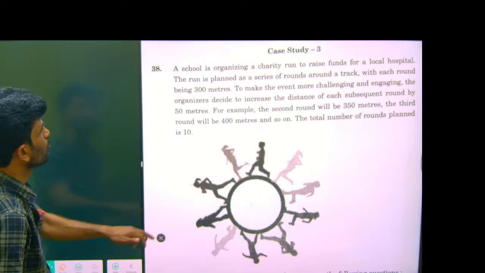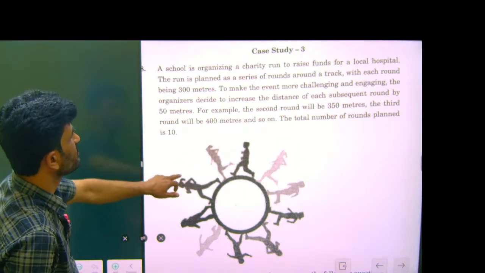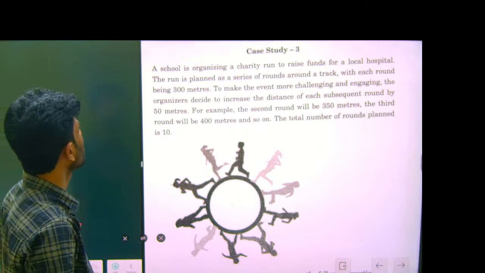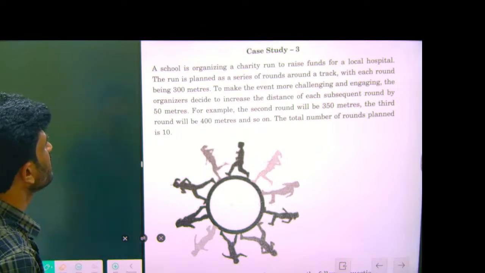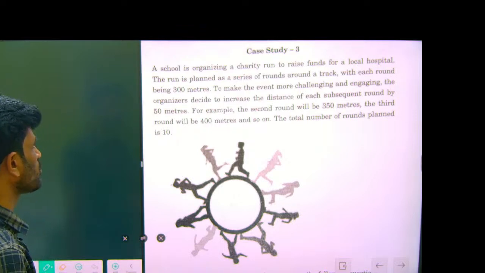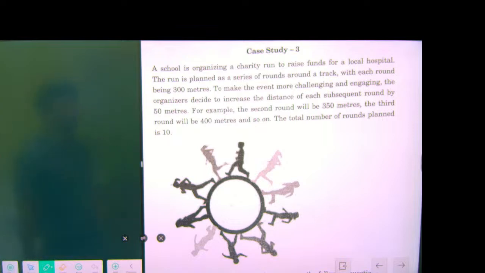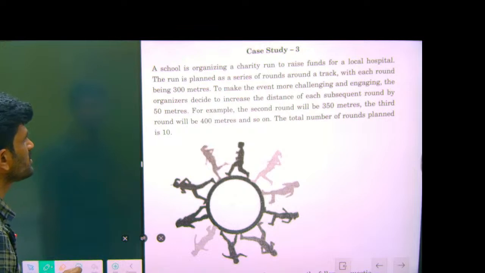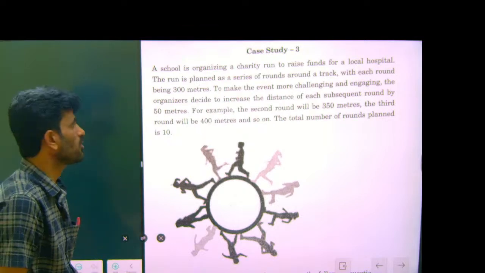Now this is what: a school is organizing a charity run to raise funds for a local hospital. The run is planned as a series of rounds around a track, with each round being 300 meters. To make the event more challenging and engaging, the organizers decide to increase the distance of each subsequent round by 50 meters. So initially every round was 300 meters, but later on every next round is increased by 50 meters.